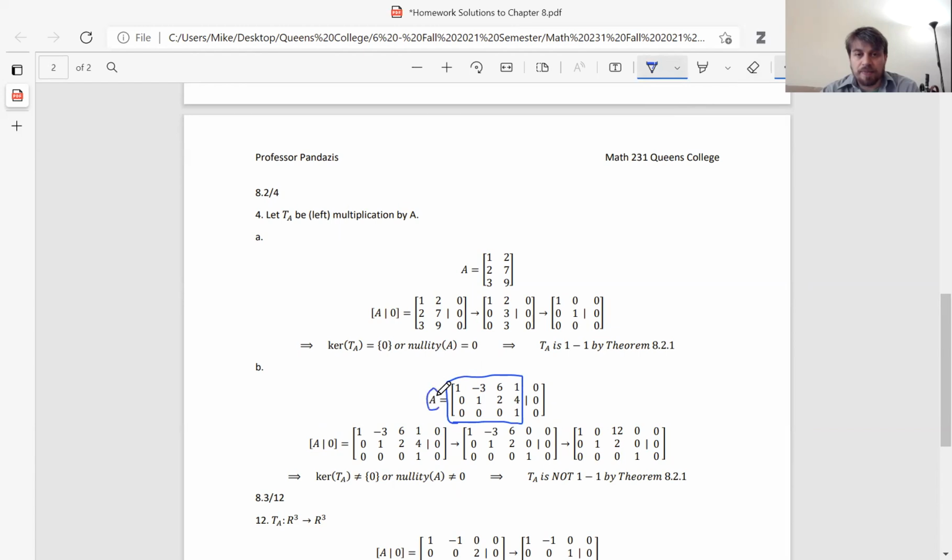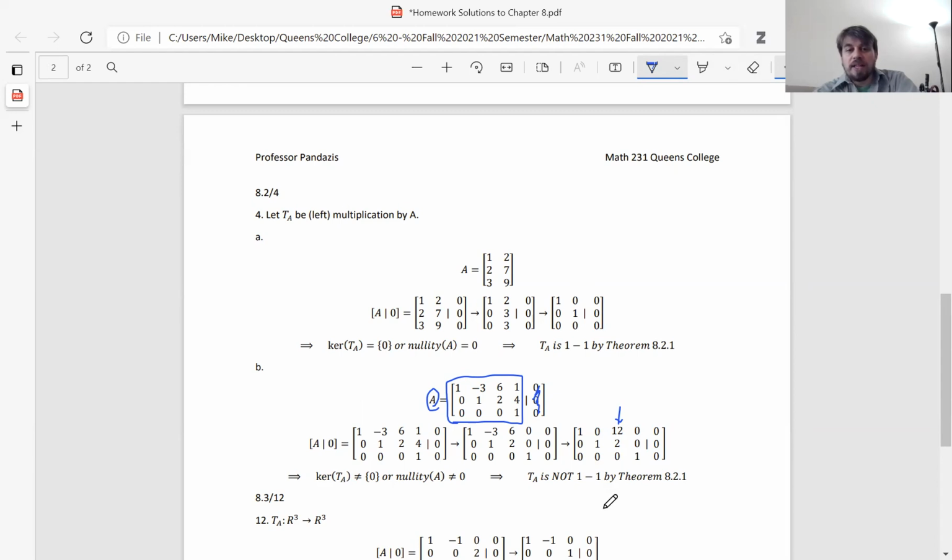That's A, and so that's A partitioned with 0. You get that to reduced row echelon form, and you get this matrix here on the right side. And so when you look at that matrix, you see that there are 3 leading ones, but there's 1 free variable, this column. And so that means the solution space of AX equals 0 has infinitely many solutions.